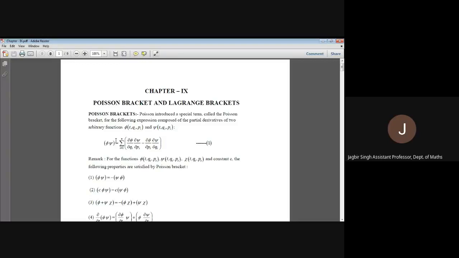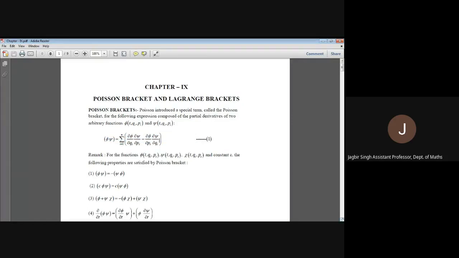First, then second, minus the reverse ratios. First, second, first. So ∂φ/∂qi times ∂ψ/∂pi minus ∂φ/∂pi times ∂ψ/∂qi. Okay, this total quantity is known as the Poisson bracket of φ and ψ. Is it okay? Now these are the properties for the Poisson bracket.